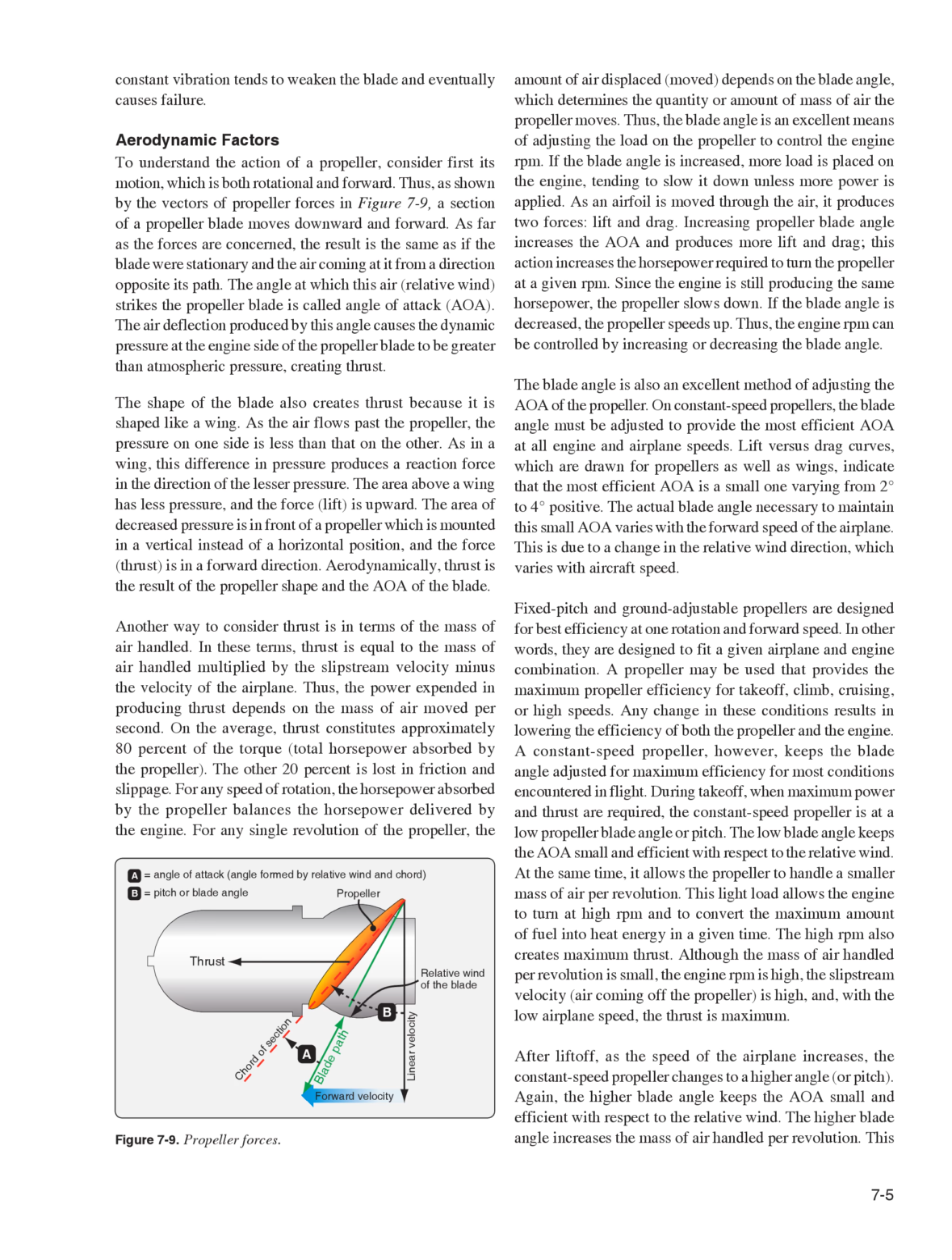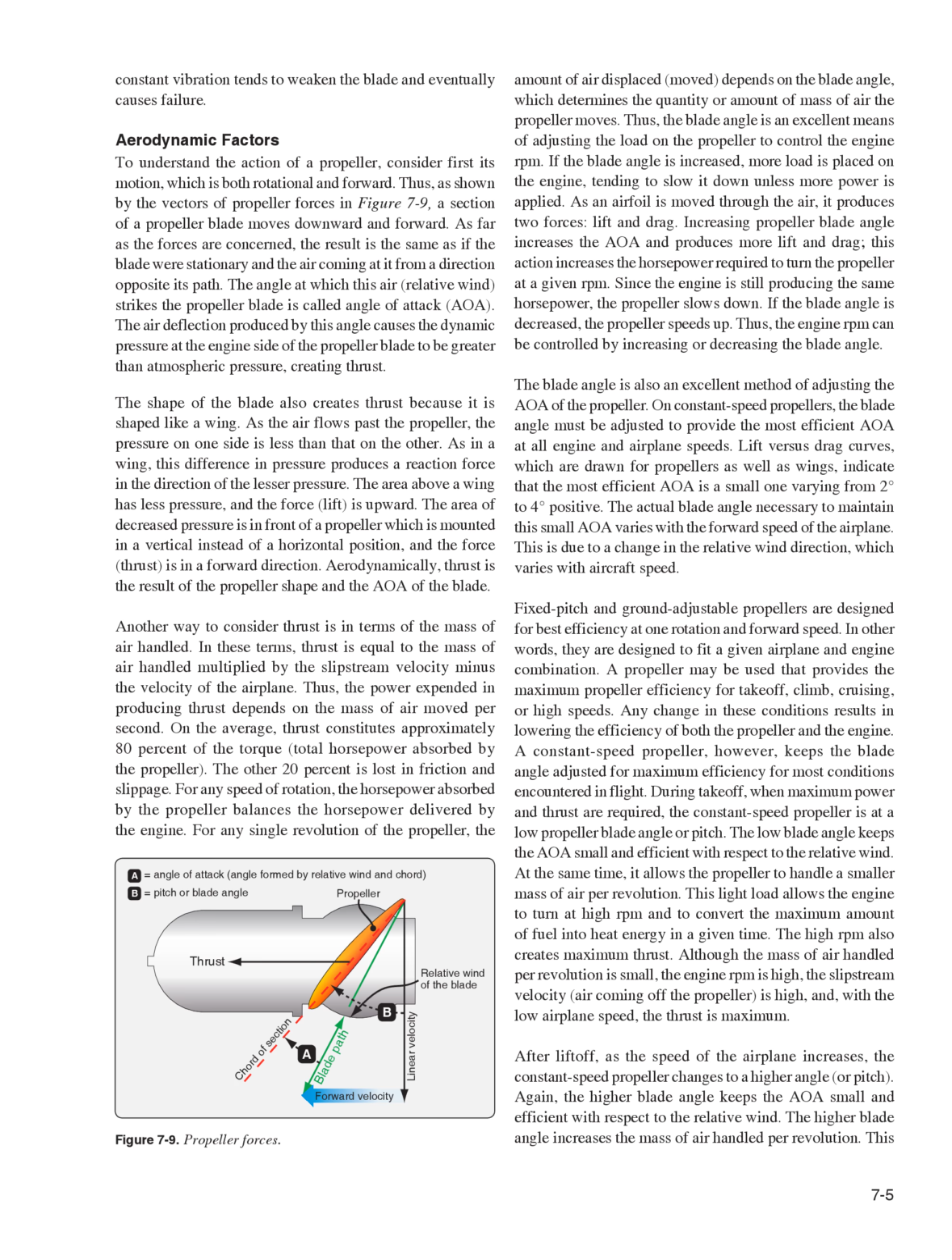Fixed pitch and ground adjustable propellers are designed for best efficiency at one rotation and forward speed. In other words, they are designed to fit a given airplane and engine combination. A propeller may be used that provides the maximum propeller efficiency for takeoff, climb, cruising, or high speeds. Any change in these conditions results in lowering the efficiency of both the propeller and the engine. A constant speed propeller, however, keeps the blade angle adjusted for maximum efficiency for most conditions encountered in flight.